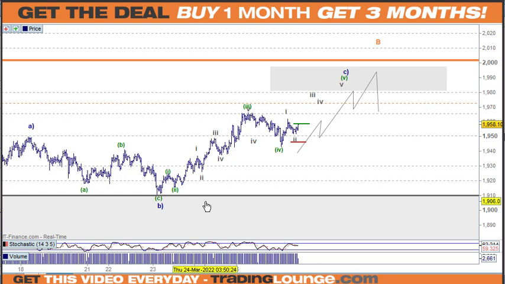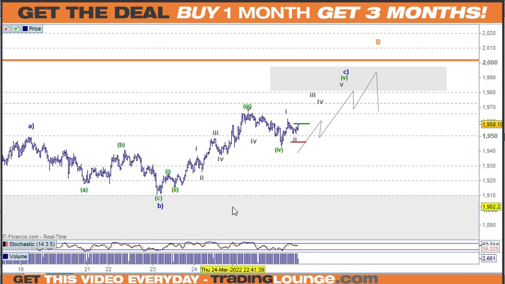Just seeing if there's any other way we could look at this. Yeah, I was just wondering, this does look like a bit of an impulse wave to the downside, so you need to be careful, so don't overtrade here, just keep it simple.